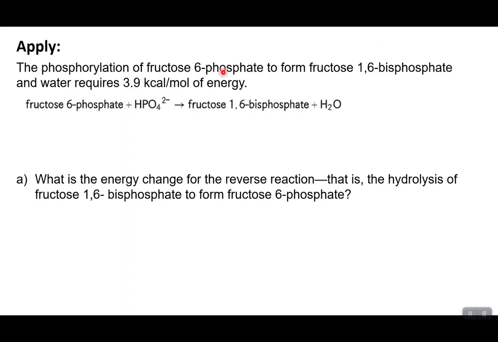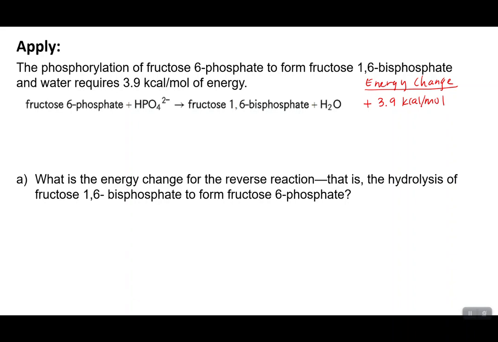So when we phosphorylate fructose 6-phosphate to form the fructose 1,6 bisphosphate and water, this is going to require 3.9 kilocalories per mole of energy. So that chemical reaction is written here. And what they have told me is that the energy change for this reaction is unfavorable, meaning it requires energy. That means it has a positive sign, 3.9 kilocalories per mole.